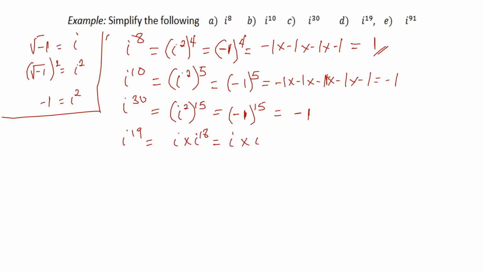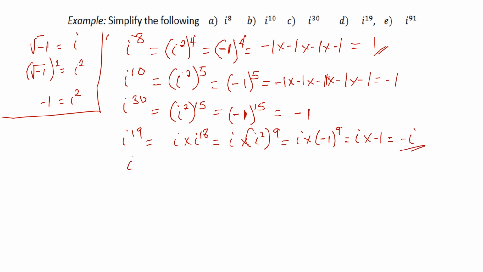So it's going to be i multiplied by i to the power of 18. 18 is going to be i squared raised to the power of 9. So which is going to be i multiplied by, what is i squared? i squared is minus 1, raised to the power of 9, which is going to be i multiplied by minus 1, which is what? Minus i. As simple as that.